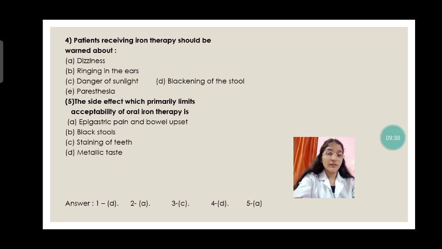Fifth, the side effect which primarily limits acceptability of oral iron therapy is: epigastric pain and bowel upset, black stools, staining of teeth, metallic taste. So the answer is A, that is epigastric pain and bowel upset. So that's all about my topic.